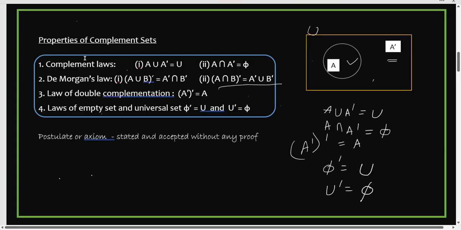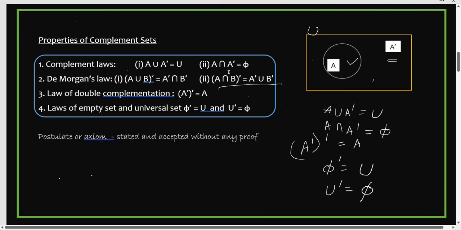Now the properties of the complement sets. A union A dash is the universal set. It's like an axiom because it is self-explanatory. A union A dash means, suppose A is there, a set A union A dash is A plus all the other elements of the universal set left out of A. Put together, if you add them, you will get the universal set.